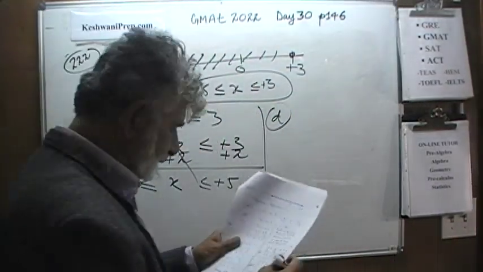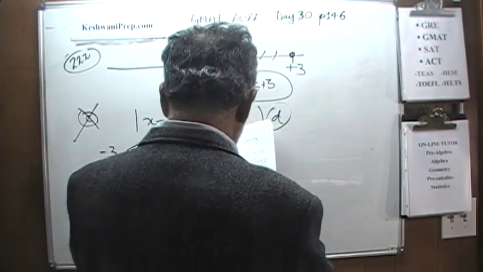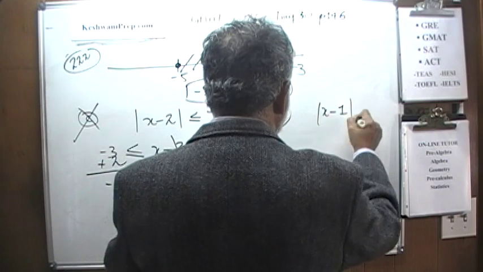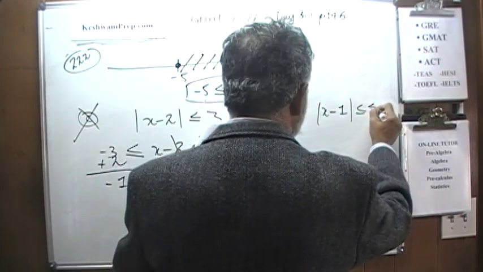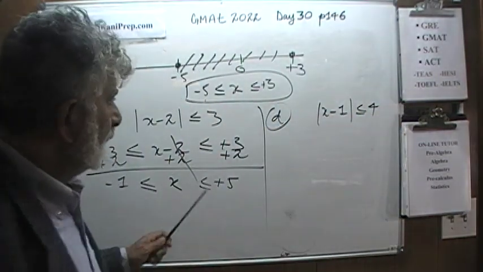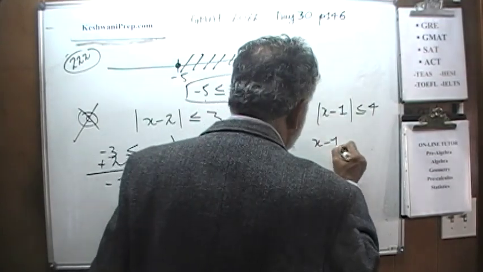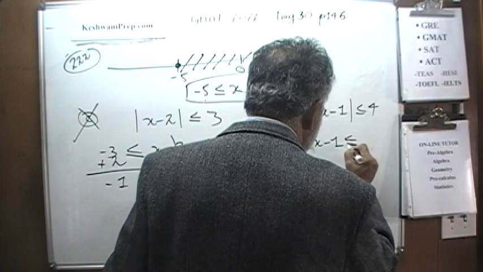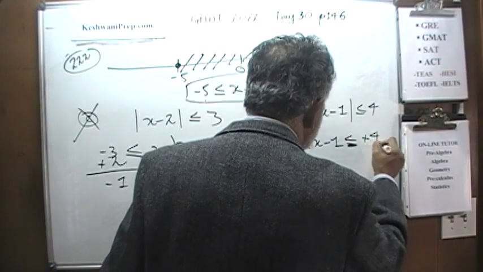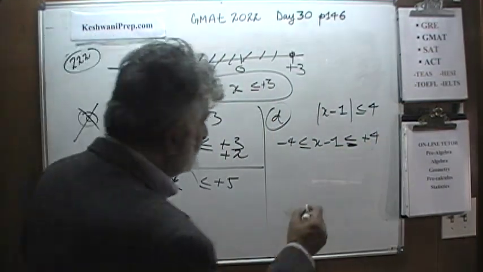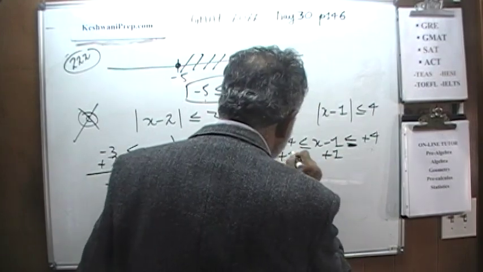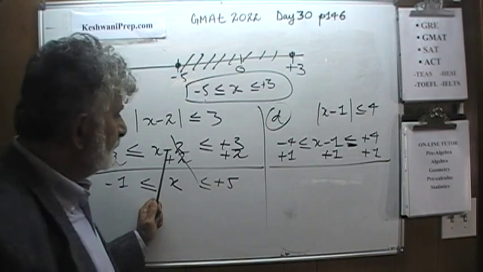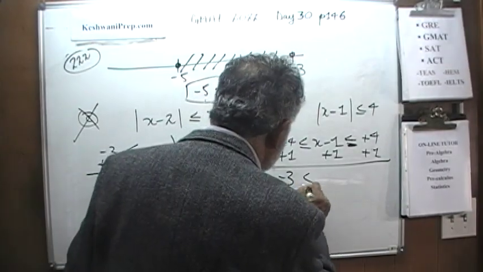Let's look at D. I'm going too casually. But D says that the absolute value of x minus 1 is less than or equal to 4. Let's see what we can do. Again, what this tells us is that x minus 1 has to be greater than or equal to -4 and less than or equal to +4. Let's add 1 to all three sides, and we end up with negative 3 to x.